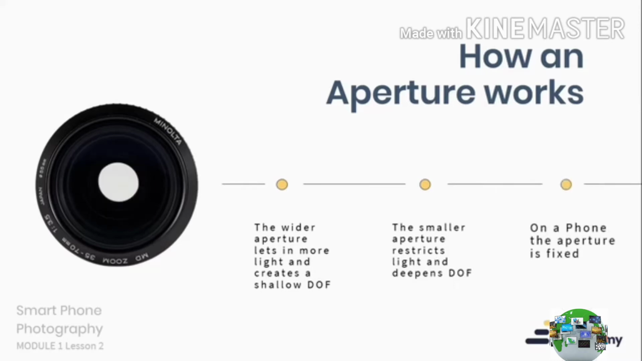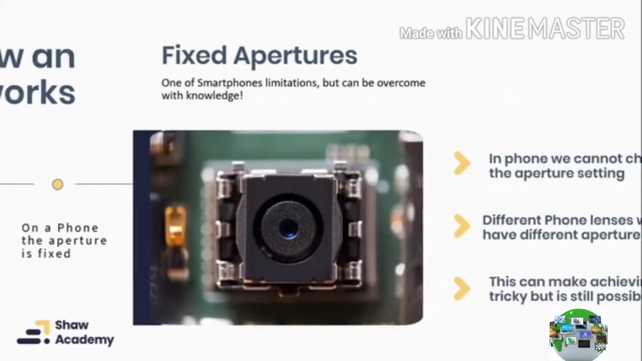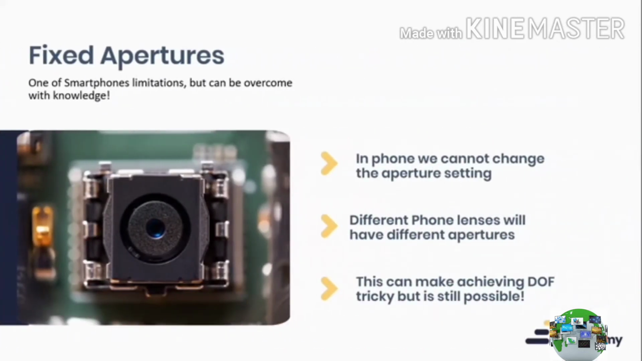Now, on a phone, our aperture is fixed. So what good is knowing this? What good is it to know whether an aperture gets wider or smaller, to let more light in or less light in, and create a shallow depth of field or a deep depth of field? Well, we still have a certain amount of control over our apertures, and understanding again the limitations of our phones will allow us to figure out ways to overcome this.